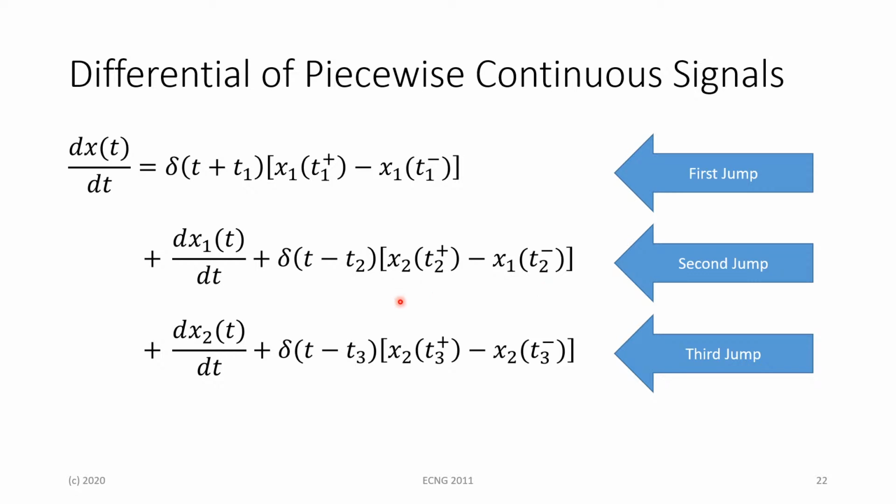And then we continue on with our differential. We can differentiate the x2 of t signal accordingly, giving us dx2 of t over dt. And then we do this for the t3 part, where we say delta of t minus t3, with x2 of t3 positive minus x2 of t3 negative, and so forth, when we're doing our differentiation. The important concept here is that in doing the differential of piecewise continuous signals, do not forget these transitions. And this will become very important when we start doing problem set 1, as to how you represent these transitions when you're visually drawing these signals.